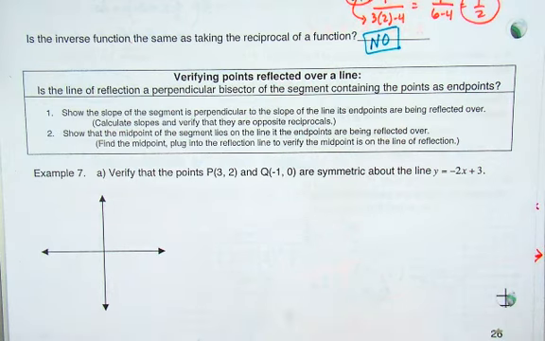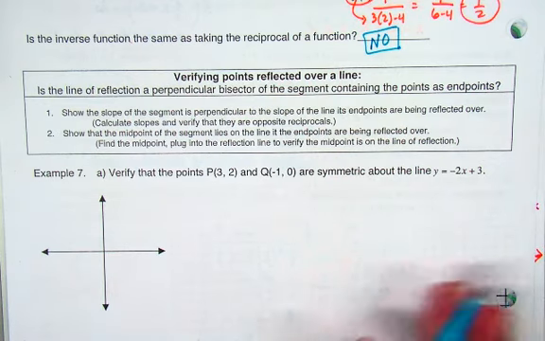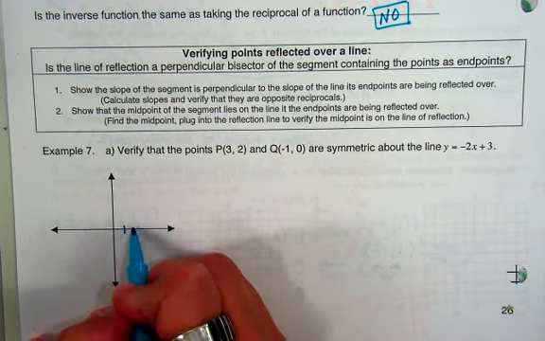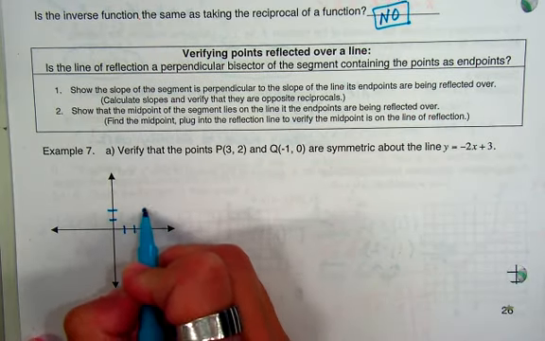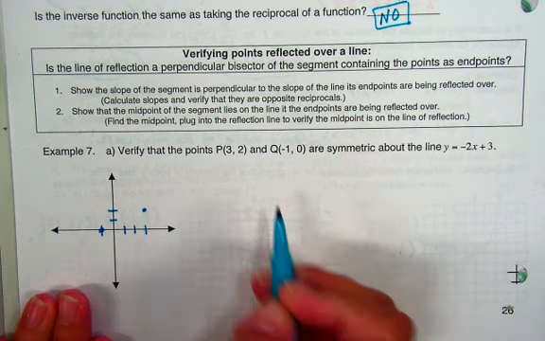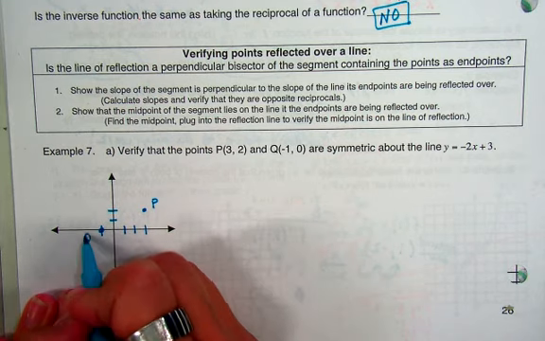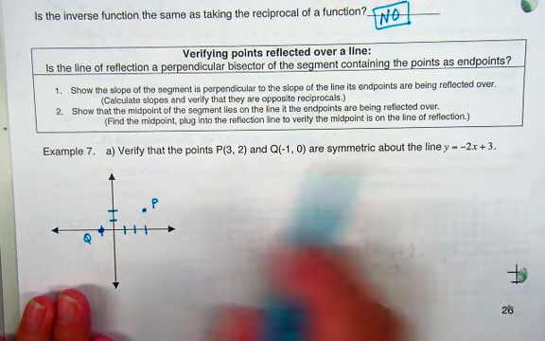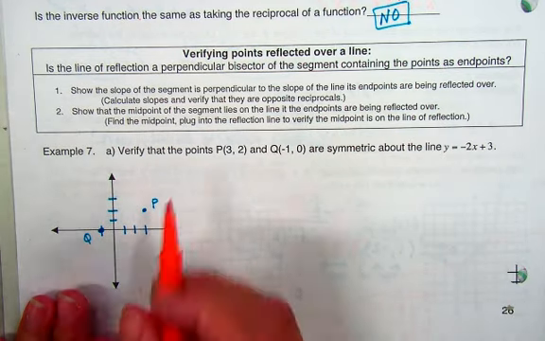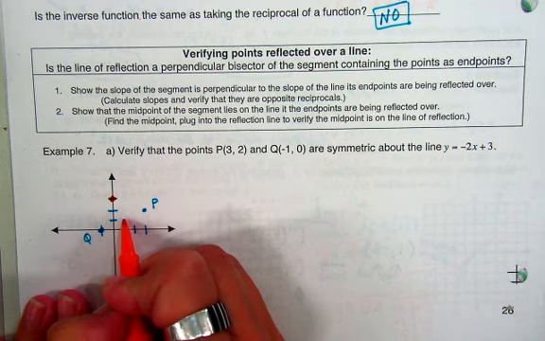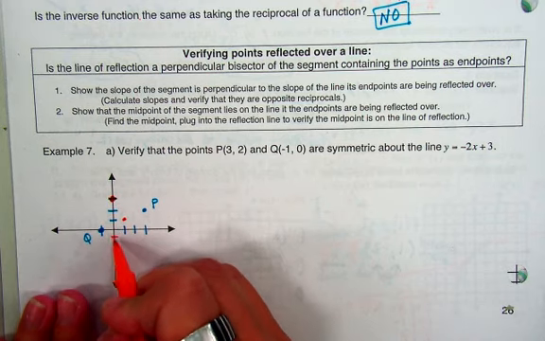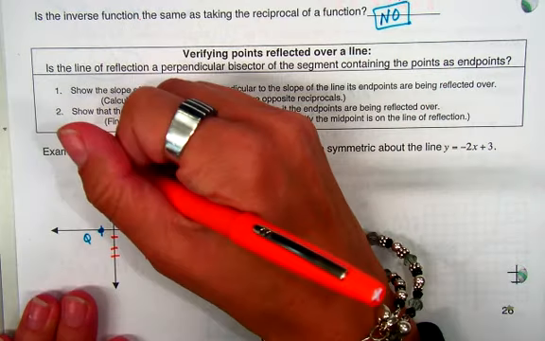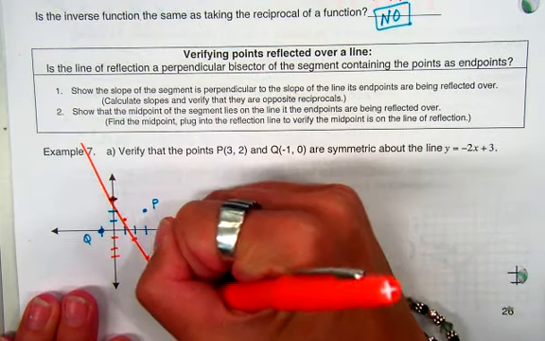Let me just show you because this is like blah, blah, blah. So let's walk through it. It makes more sense when we do an example. So verify that these points are symmetric about the line. So let's graph them. 3, 2, and -1, 0. So here is P and here is Q. And they're supposedly symmetric over this line, y equals -2x plus 3. Well, I can graph that line. It has a slope of -2, and it goes through 1, 1. Okay. So this is the line.